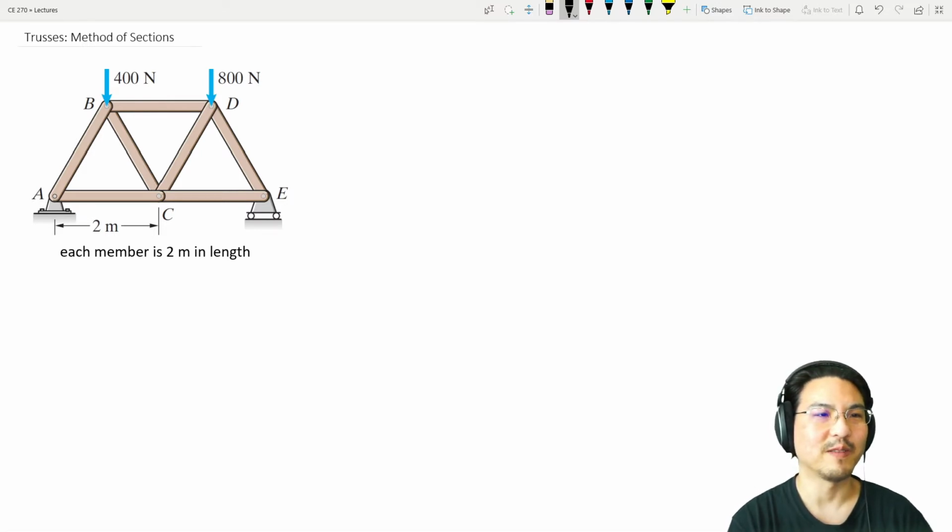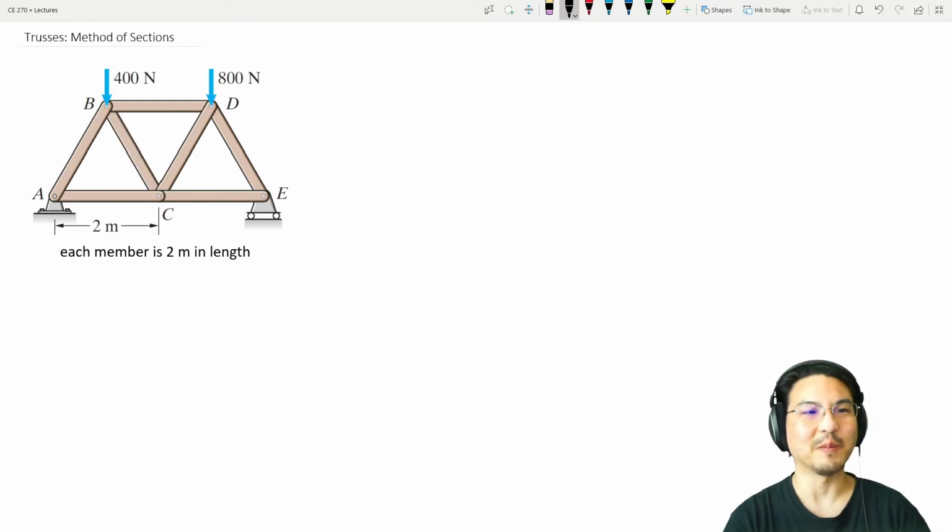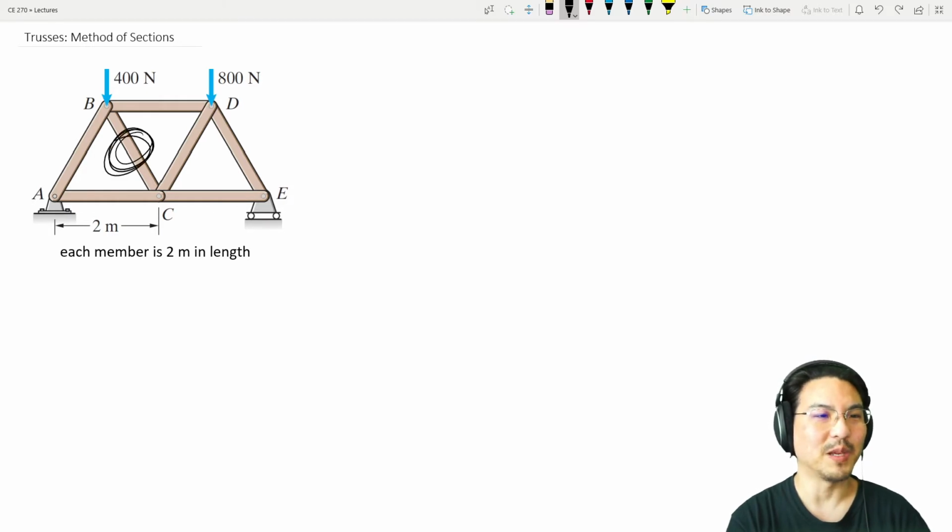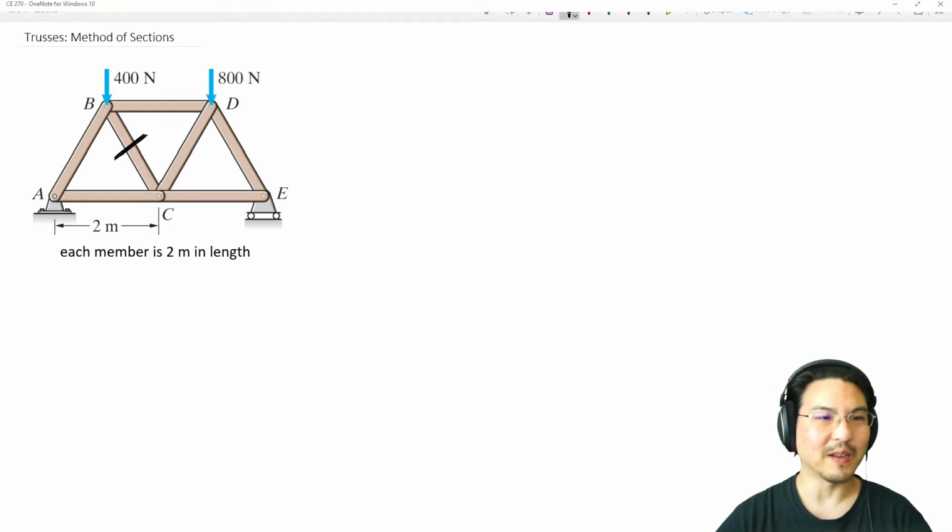So let's say we have this truss, and let's say this beam looks rusty or something, and you want to know the axial forces specifically in this beam. So what we do is we cut a section of this structure through this member. So already there's more than one way to do it. Let me make a copy of this.